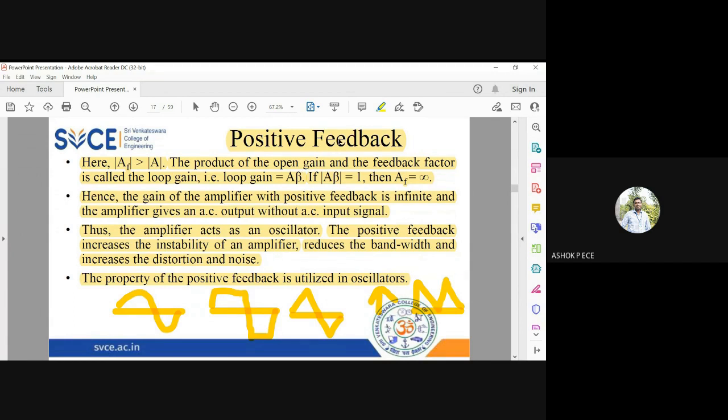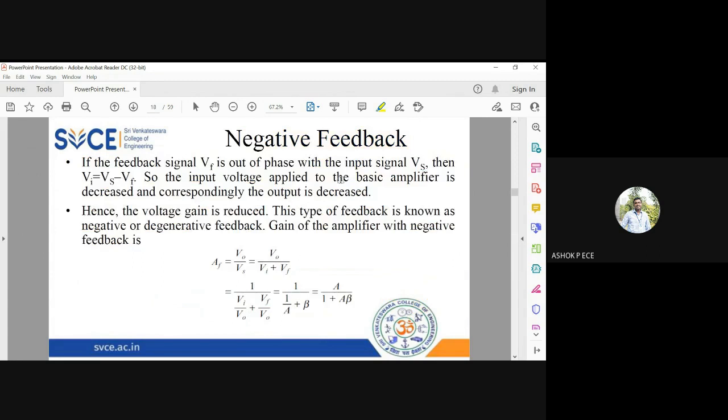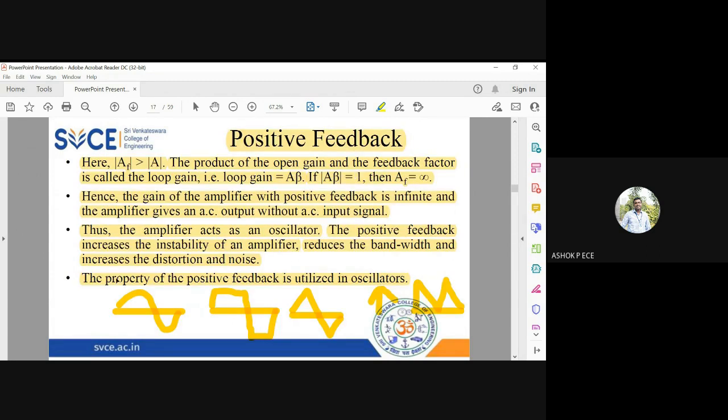So positive feedback is not useful in amplifiers, but it is very much useful in oscillators. We are using this negative property of positive feedback in oscillators to generate oscillations, whereas it is not suitable for use as an amplifier because of the highly unstable nature, poor bandwidth, and the increase in noise and distortion. Whenever the output voltage is increasing exponentially, the distortion, noise and other parameters will also increase exponentially. So the circuit becomes more and more noisy.